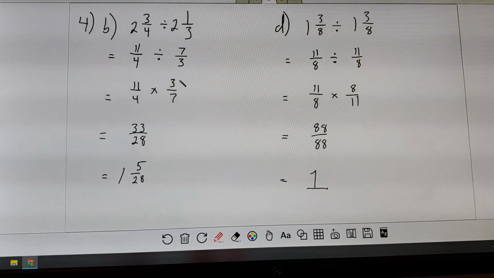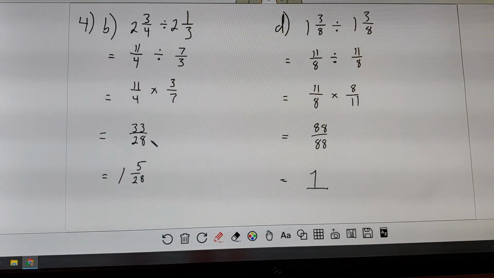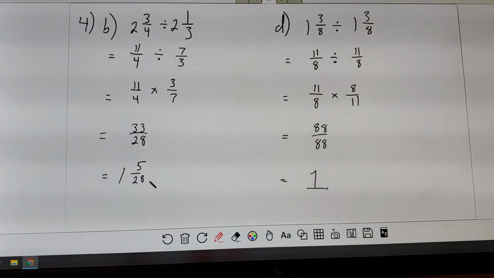Okay, so 7/3 becomes 3/7. 11 times 3 is 33. 4 times 7 is 28. Improper fraction. Take one group of 28 out, leaving us with 5 left over 28, and we're done.